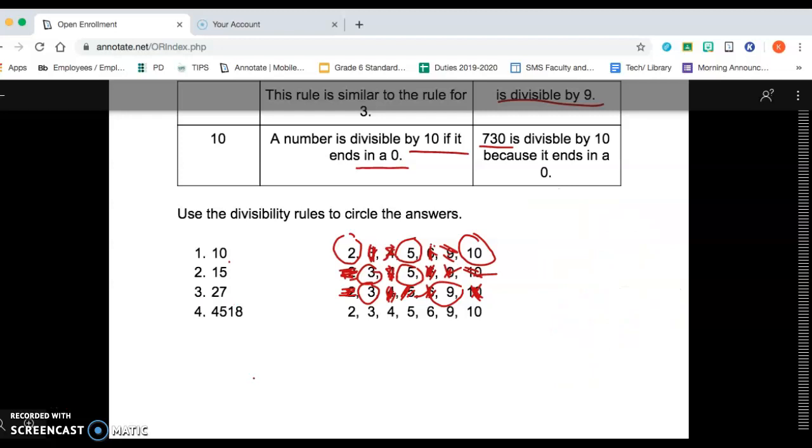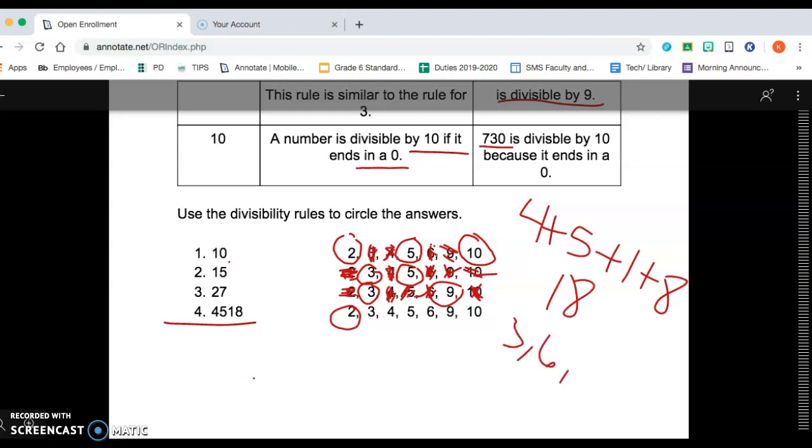Okay, last one, number 4, is this long number. These are the numbers that the rules are really going to help us with, because we can just look at it and tell. So it is even, so that means 2 is an option. For 3, remember we add up our digits. So we have 4 plus 5, which is 9, plus 1 is 10, plus 8 is 18. Now 18 is a multiple of 3, because remember we have 3, 6, 9, 12, 15, 18, right? That's a multiple of 3, so that means 3 works.